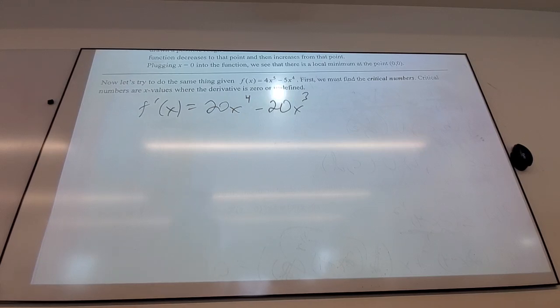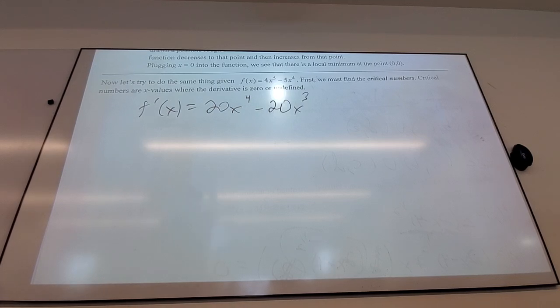That means it's defined everywhere. So is there anywhere it's undefined? No, it's not undefined anywhere. There's no variables on the bottom. There's no value of x that would make this thing undefined. Are you with me? So there's no possible kinks in this thing.